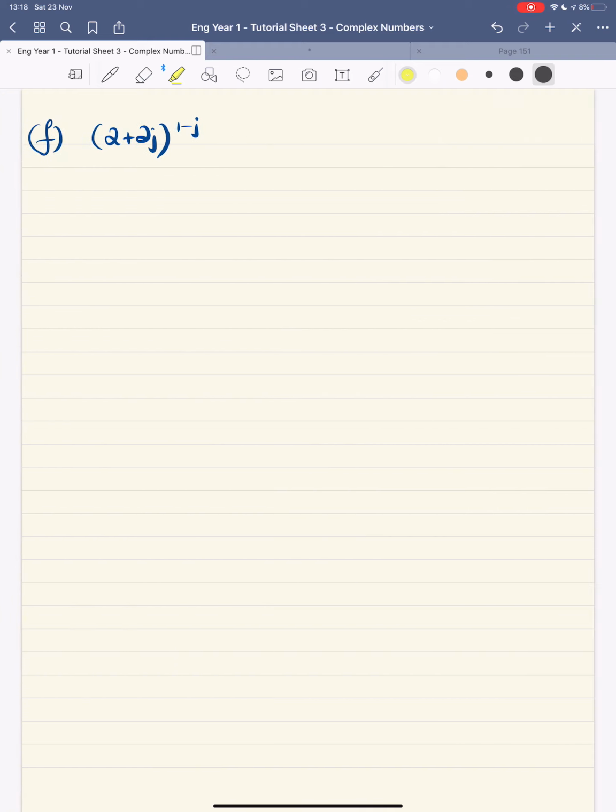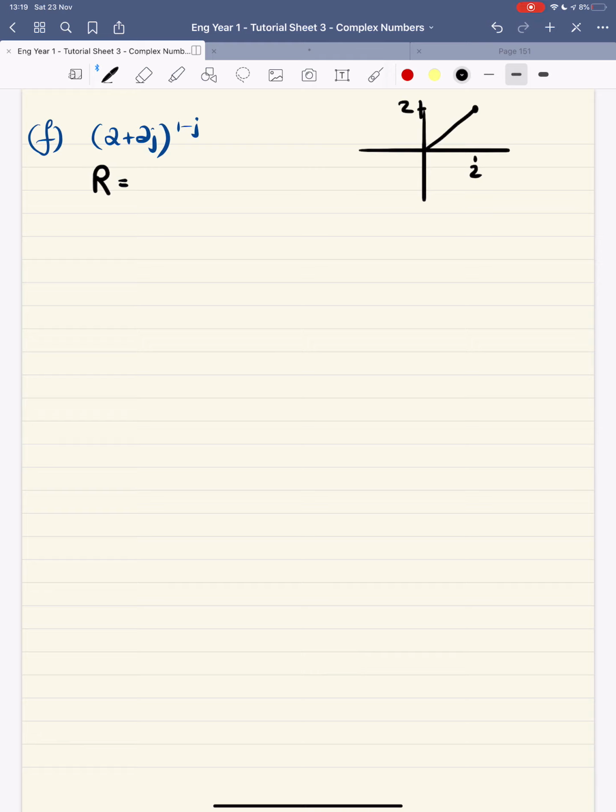Right, and the last one. (2+2j) to the power (1-2j). Right, this is the one that you quite often need for your exams. So you'll see this one in the past exam papers. So we get 2+2j, something like this, where that's 2 and that's 2.